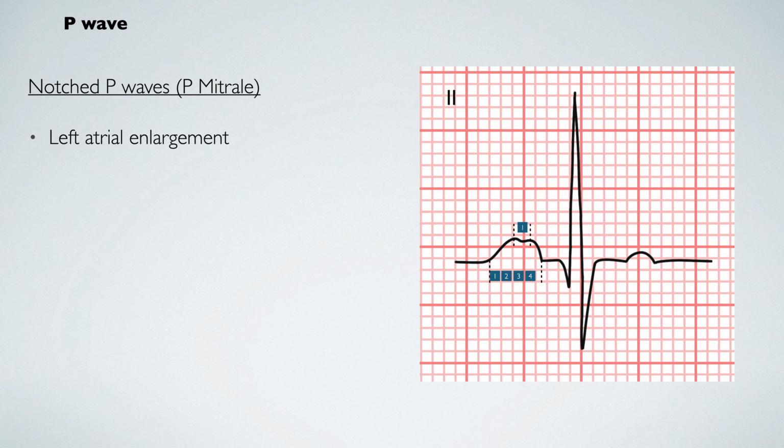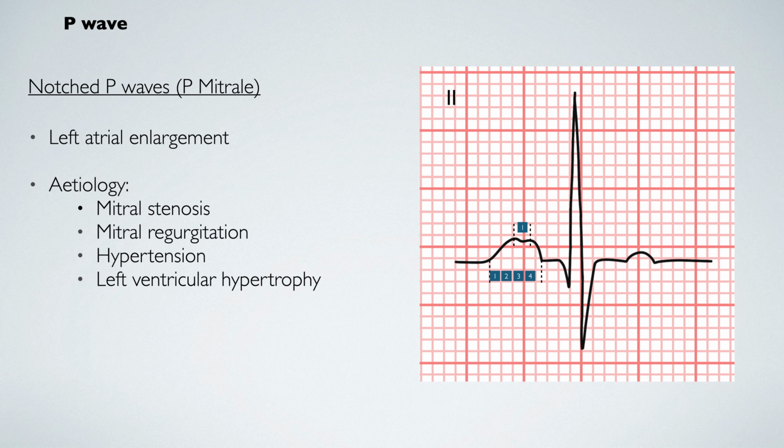Notched P waves are caused by left atrial enlargement, and this is usually caused by conditions that increase the pressure in the left atrium. These conditions include mitral stenosis, mitral regurgitation, hypertension, and left ventricular hypertrophy.